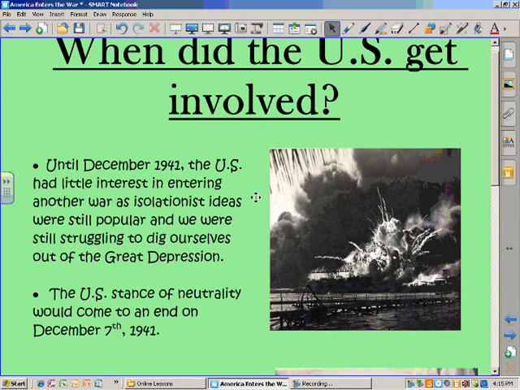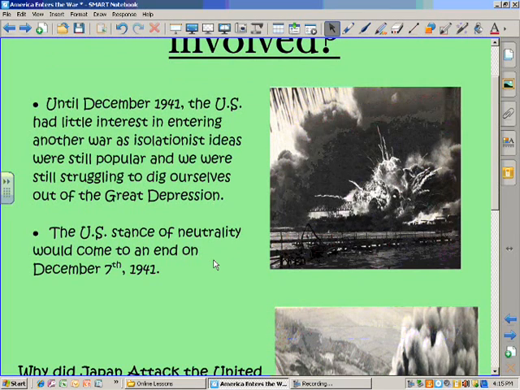Until December 1941, the U.S. had little interest in entering another war. We were happy with selling our weapons to other countries at war and staying out of it. Isolationist ideas were still very popular, and we were struggling to dig ourselves out of the Great Depression. It was a slippery slope that we were beginning to climb. The U.S. stance of neutrality would come to an end, however, on December 7th, 1941.